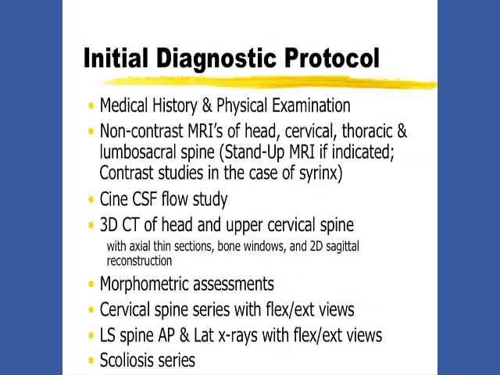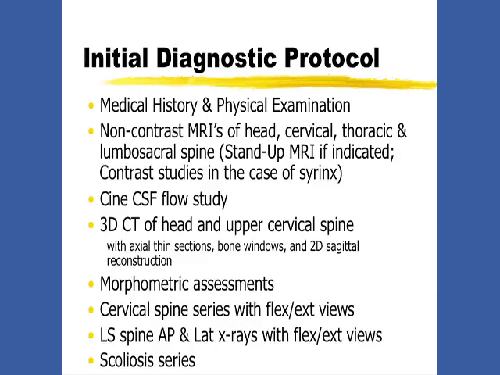Of the testing done following medical examination, there are MRIs with stand-up MRIs if indicated, and contrast studies in the case of a syrinx, cine flow studies and 3D CT imaging in appropriate circumstances, although we're concerned about the radiation exposure in this group of patients. A simple CT can amount to 250 to 300 chest x-rays in terms of radiation exposure. Morphometric measurements in cervical and lumbosacral spine series, and particularly scoliosis series, where patients with mild degrees of scoliosis really don't become apparent.